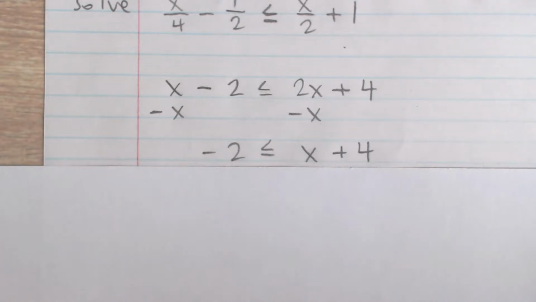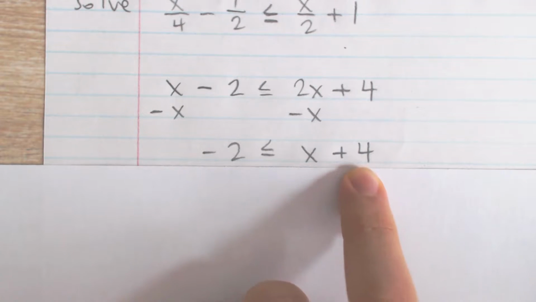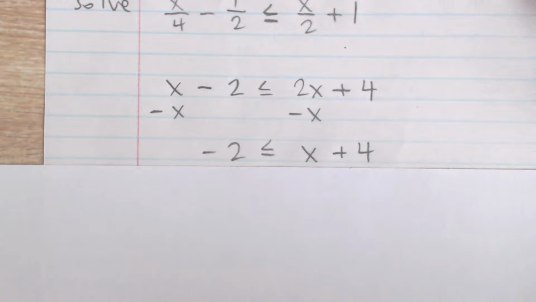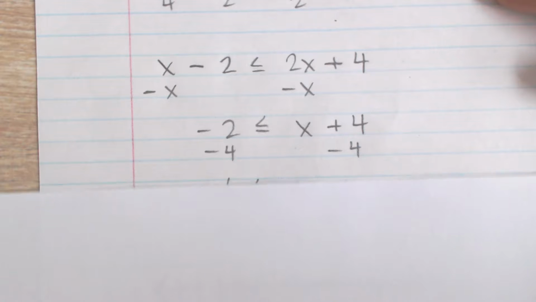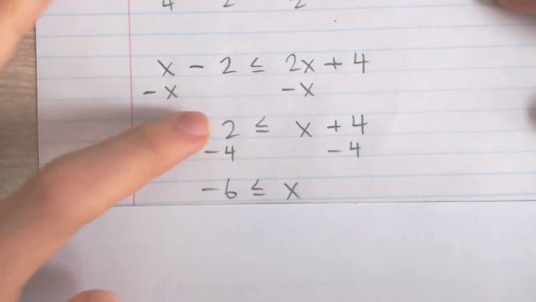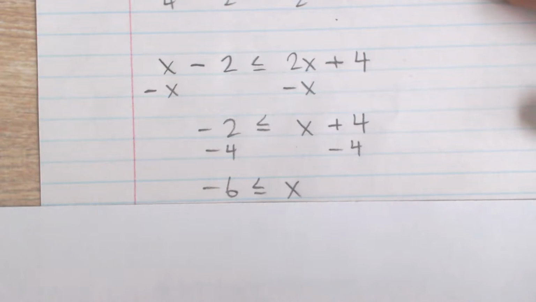Again, I want to isolate x. I have a plus 4 here, so I'm going to do the opposite operation and subtract 4 from both sides. That cancels out the 4 on the right. On the left, I'll have negative 2 minus 4, which is negative 6. Now you can see I've isolated x, so this is our final answer: negative 6 is less than or equal to x.